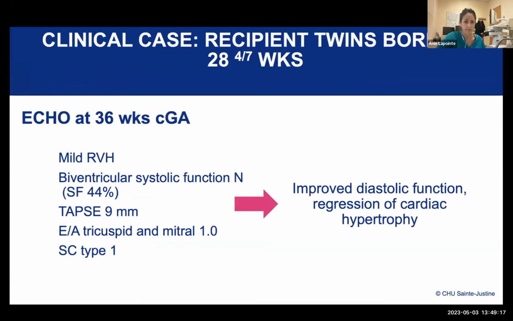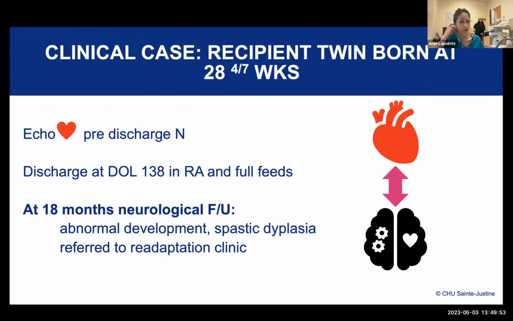Now, to go back to our case, at 36 weeks of corrected gestational age, the right ventricle hypertrophy was mild. The biventricular systolic function was normal. Type C again continued to improve, diastolic function 2, and septal curve was described at 1. So overall, an improved diastolic function and a regression of cardiac hypertrophy. Just before the discharge, the echo was totally normal. This baby was discharged at day of life 138 in room air and full feeds.